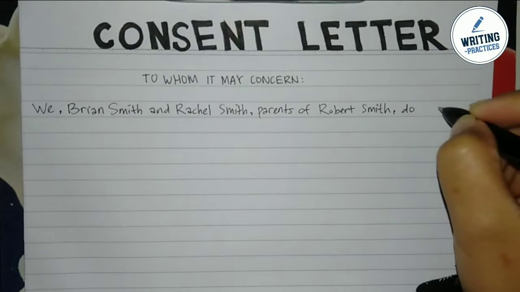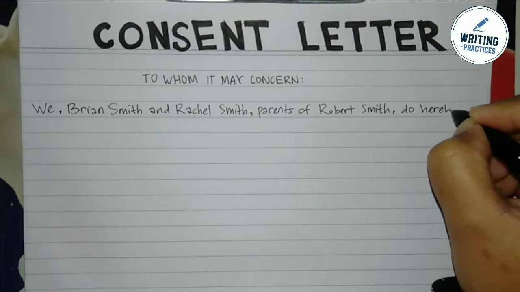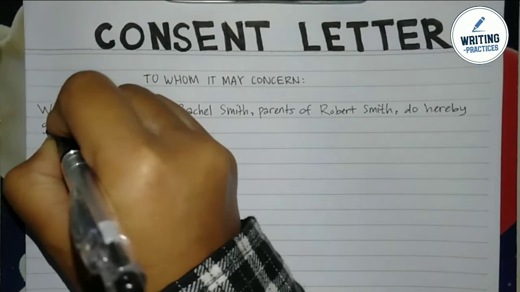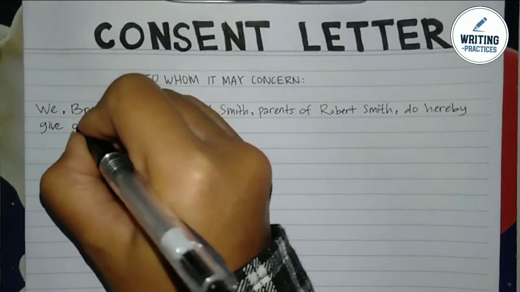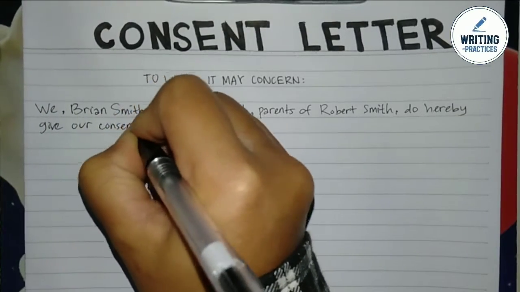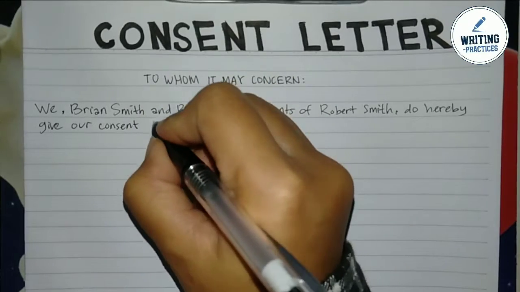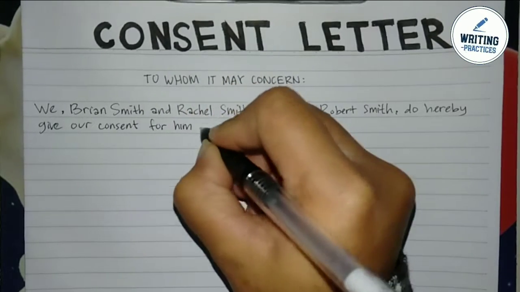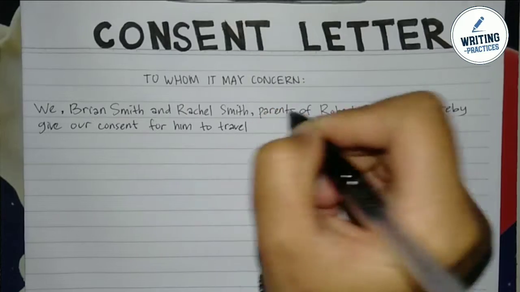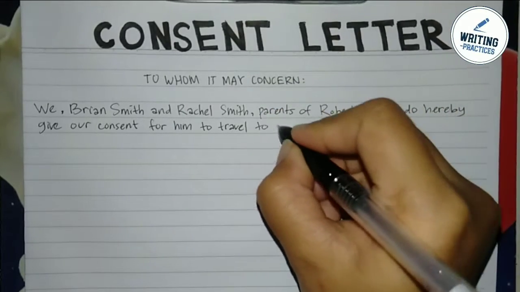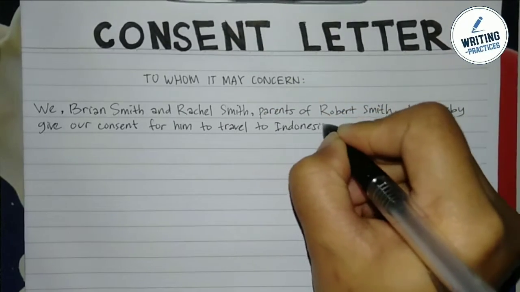Here, the writers introduce themselves as parents of a child. So, the writers mention their full name. They are Brian Smith and Rachel Smith. After that, mention the child name. In this example, the child's name is Robert Smith. And state clearly that you do hereby give your consent for the child to travel.